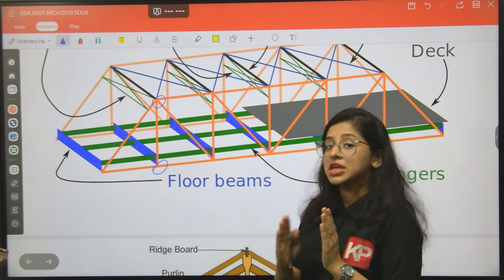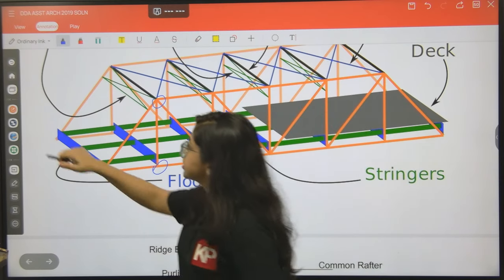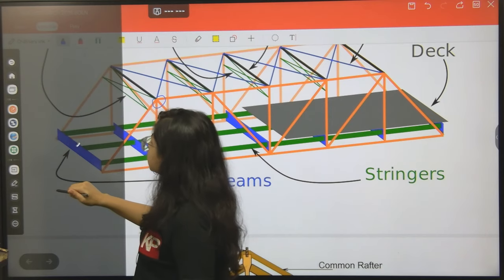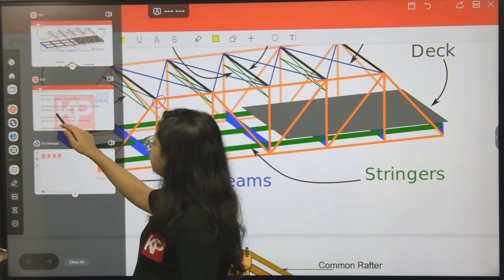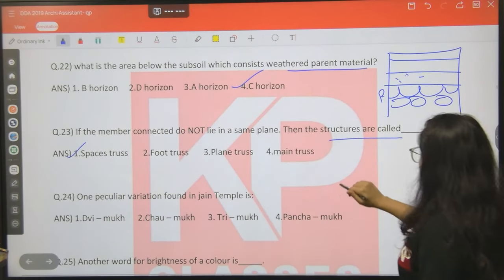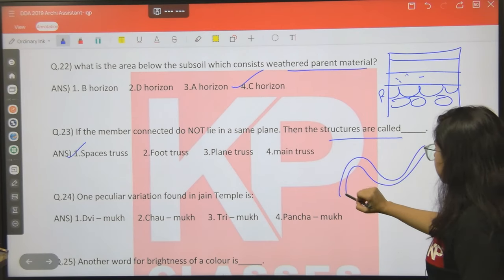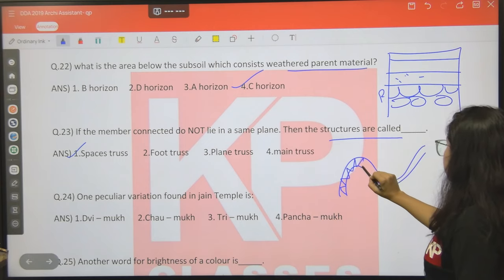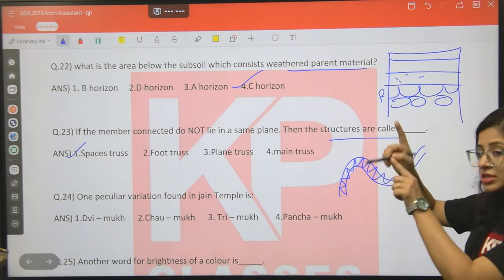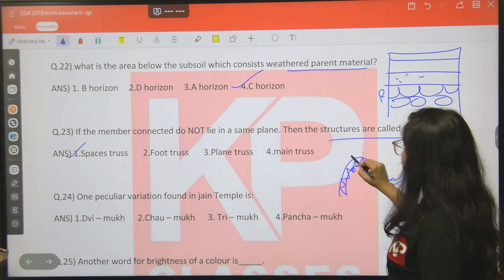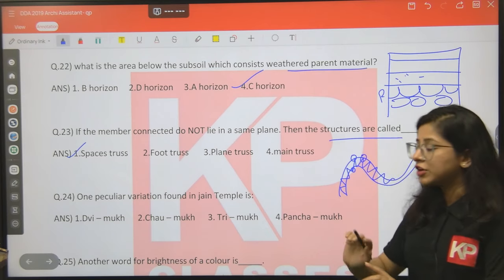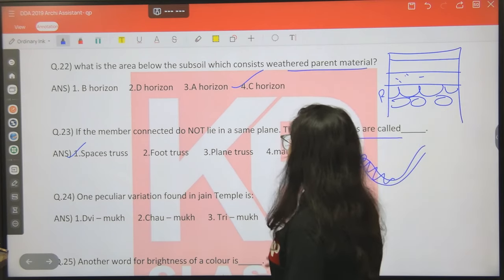But if they are not on the same plane, then that kind of truss system is known as your space truss. You must have seen even in certain buildings, you have space trusses, something like this. And then you have a truss system going on in this entire structure. So here, all of these joints are basically lying in different planes. That is what is known as space truss.